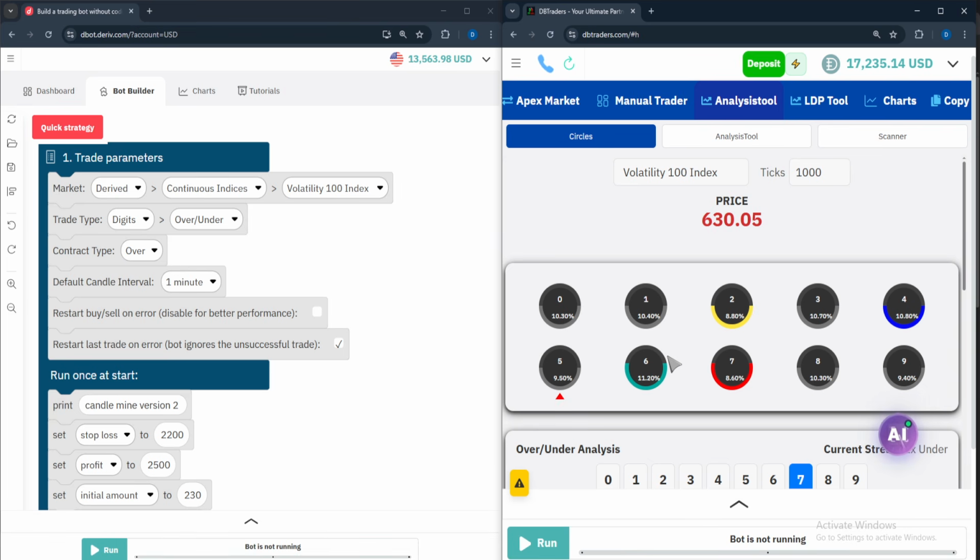Now, I'll be speaking about both the manual entry point and the bot entry point. So if you're trading manually, what do you do? As you can see, I have this ticker that is going from number to number to number.